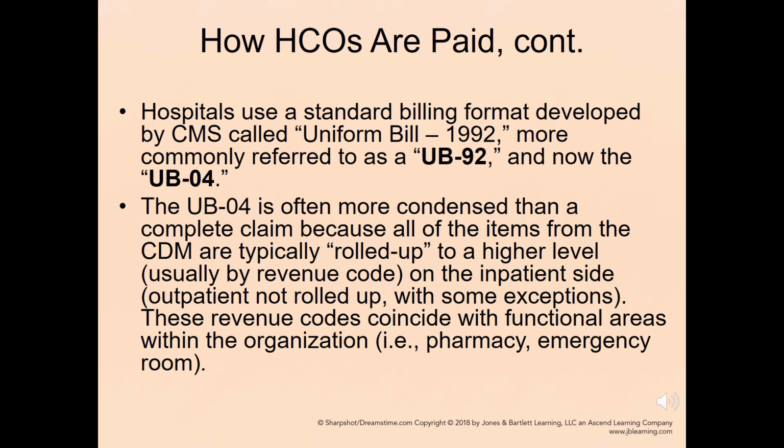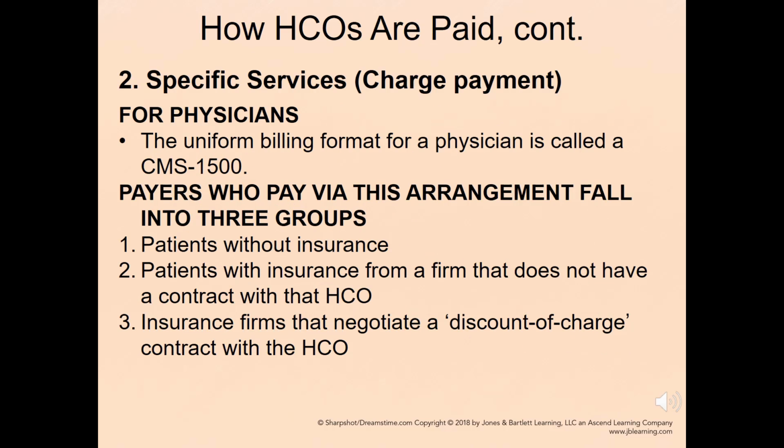Hospitals use a standard billing format developed by CMS that we spoke about before, called the UB92, and now it's called the UB04 actually. The UB04 is more condensed than a complete claim because all of the items from the charge master are typically rolled up to a higher level, usually by a revenue code on the inpatient side. These revenue codes coincide with functional areas within the organization. The physician billing format is the CMS 1500.